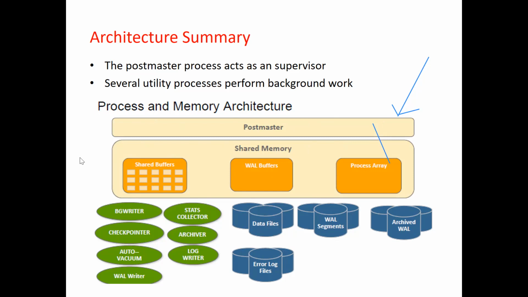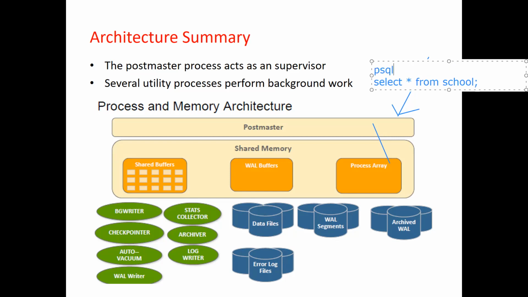Now let us take a very simple example. Let's assume there is a table, a school. I say select star from school. First of all, what will happen? First of all, I try to connect. I give the port number of the postmaster. I provide the database name. Assume the database name is Postgres.